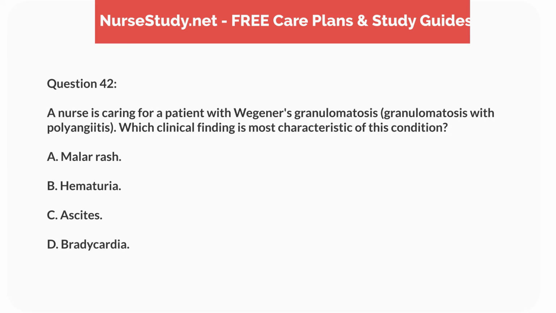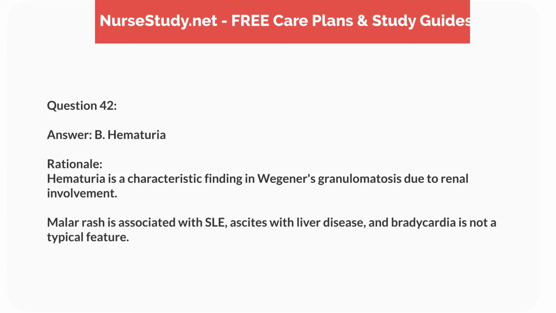Question 42. A nurse is caring for a patient with Wegener's granulomatosis with polyangiitis. Which clinical finding is most characteristic of this condition? A. Malar rash. B. Hematuria. C. Ascites. D. Bradycardia. Answer: B. Hematuria. Rationale: hematuria is a characteristic finding in Wegener's granulomatosis due to renal involvement. Malar rash is associated with SLE, ascites with liver disease, and bradycardia is not a typical feature.